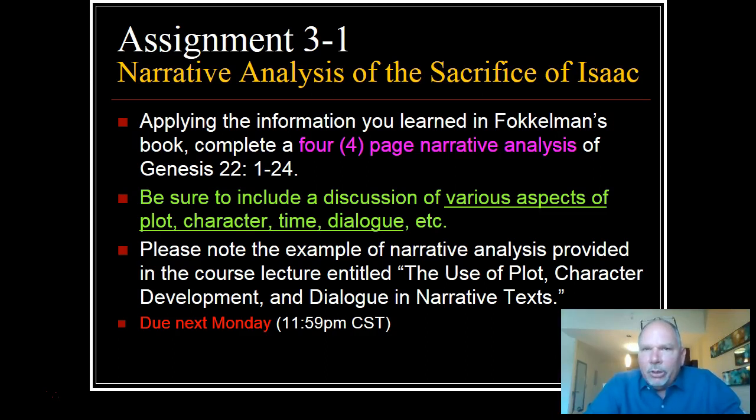And then please note the example of narrative analysis provided in the course lecture, where I've created a little bit of a mini paper for you as to some of the things I'm looking for and how to complete this type of analysis. The lecture is entitled The Use of Plot, Character Development, and Dialogue in Narrative Texts. This is due, as with all of our written assignments, next Monday at midnight.